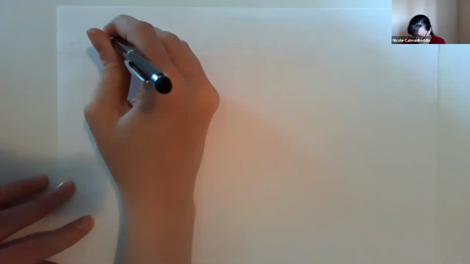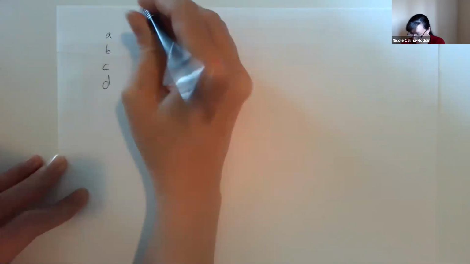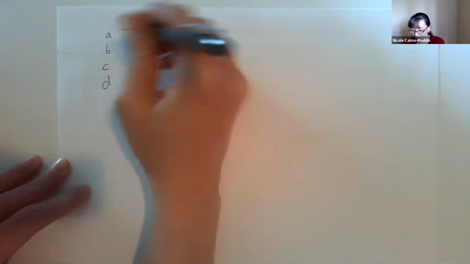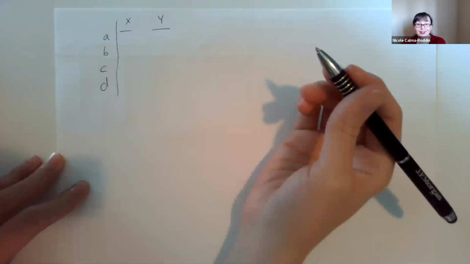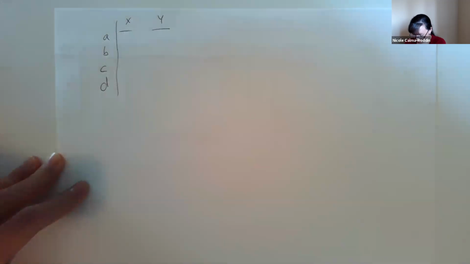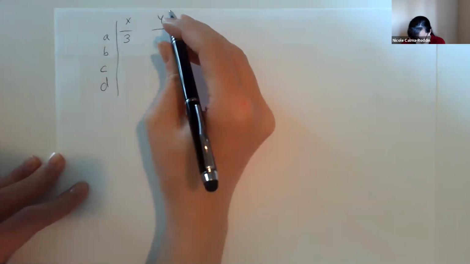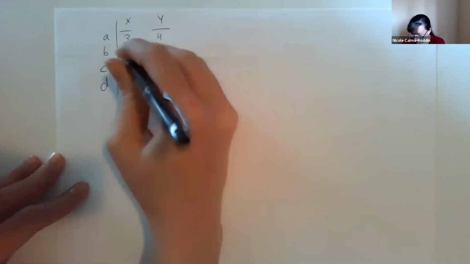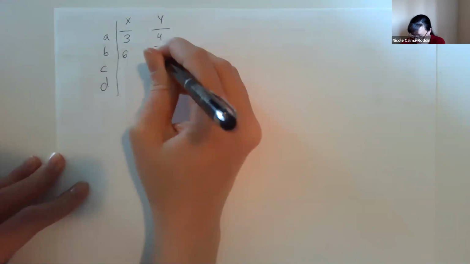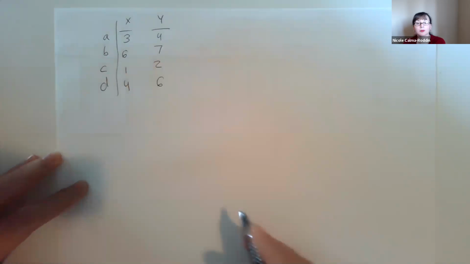We have person A, B, C, and D. And we know when we're doing a correlation or a scatter plot, we're going to have two scores for each person. So we have an X score here and a Y score here. These two variables are variables that we've tested people on. We have two different measurements for each person in our test. Person A has a score of 3 on variable X and 4 on variable Y. B is 6 and 7, C is 1 and 2, and D is 4 and 6.